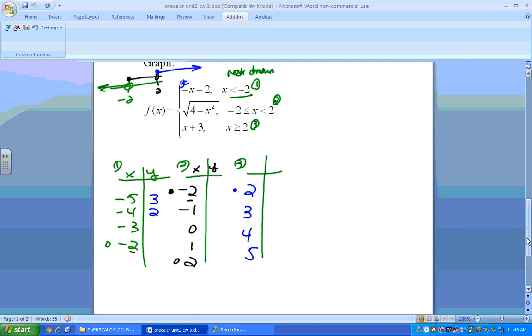Seeing it go down 1, because look at your slope. Your slope is negative 1. 1, 0. That's as far as we need to go.